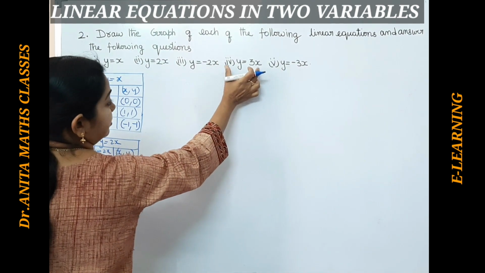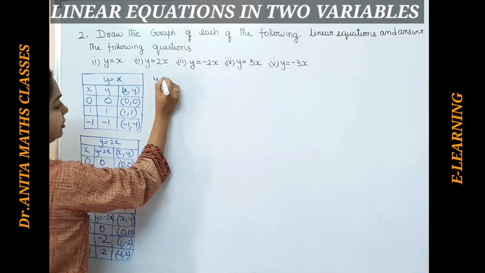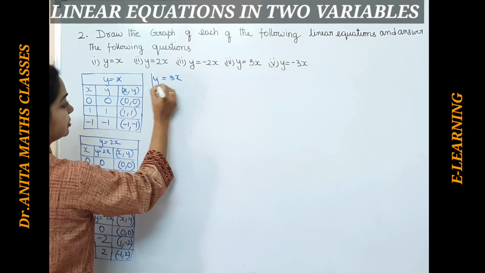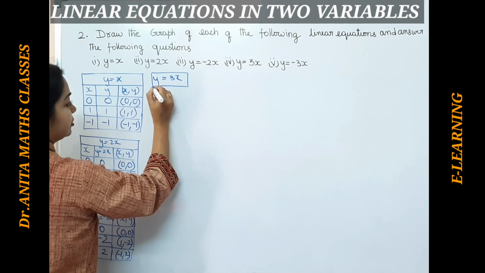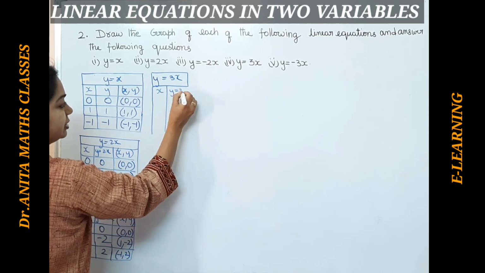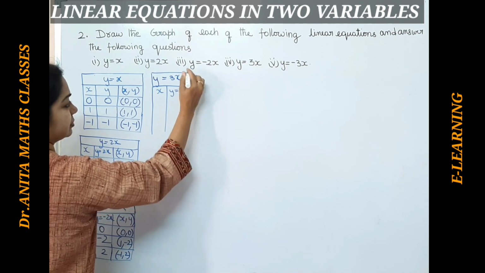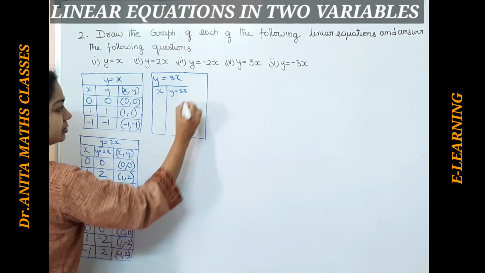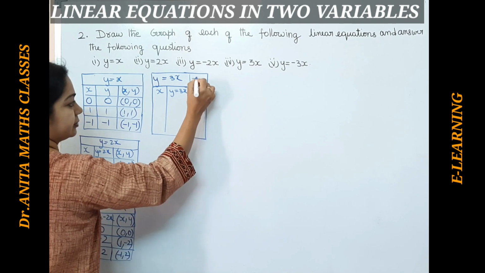Let us write the tabular column for y equal to 3x. So, here we have the x value, y equal to 3x, and the x, y point.